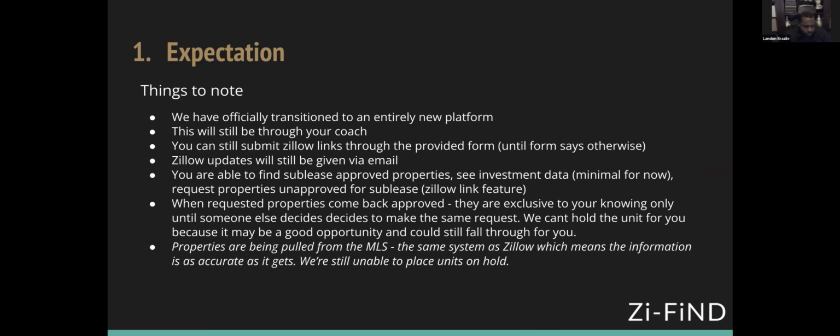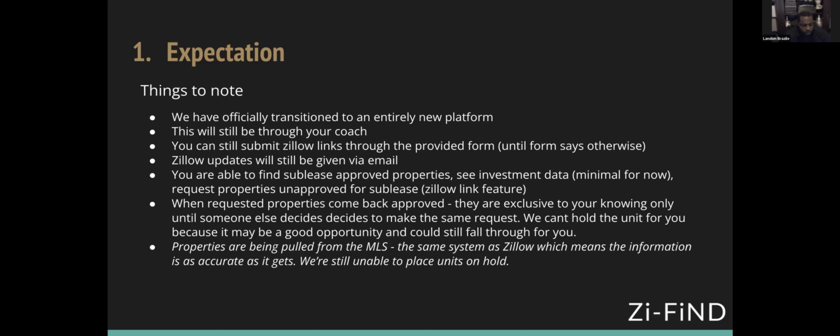This will still be through your coach. However, you can still submit Zillow links through the form that we provided until the form actually says otherwise. Zillow updates will still be given to you via email, but you're able to find sublease approved properties, see investment data, and request properties unapproved for sublease, which is technically the Zillow link feature on the platform as well.